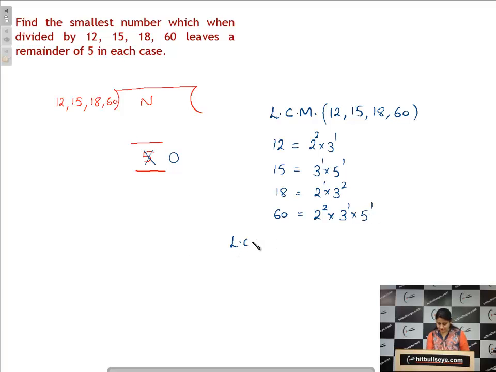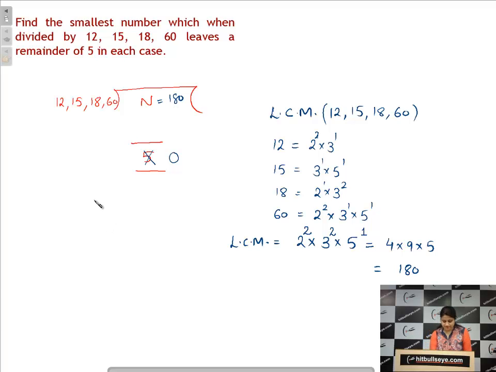Now what is the least common multiple? It will be all the primes with highest powers. So in case of 2, this is 2. In case of 3, this is 2. And in case of 5, it will be 1. So this is nothing but 4 into 9 into 5, which is 180. So 180 is the least number which is exactly divisible by 12, 15, 18 and 60.